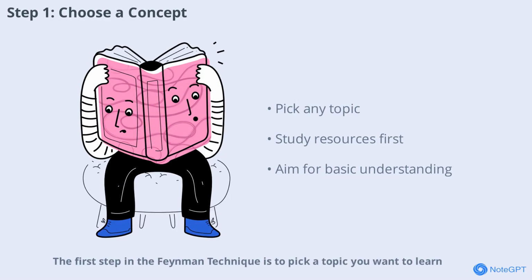First step in the Feynman technique is to pick a topic you want to learn. This could be anything, from cell division in biology to the causes of World War I. Start by studying your resources: textbooks, articles, videos, or notes. The goal here isn't mastery but to get a basic understanding. For example, if you're learning about photosynthesis, you might note that plants use sunlight to make food. Once you have this overview, you're ready to move on to the next step.